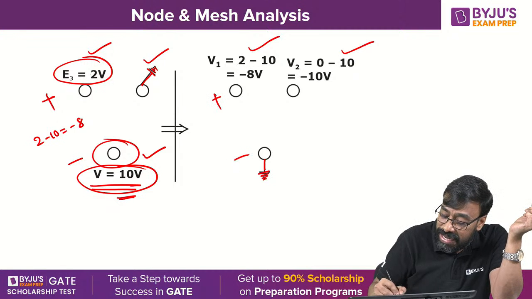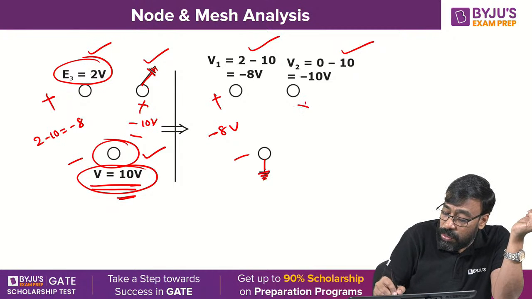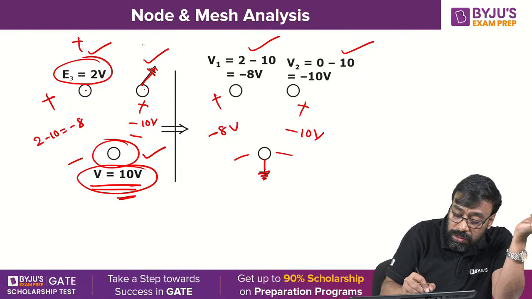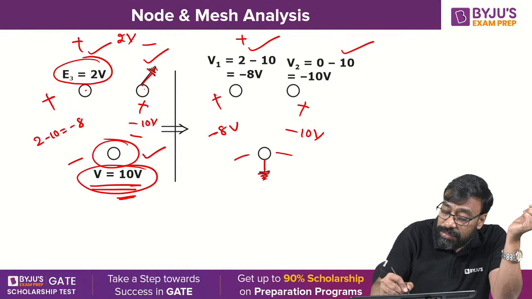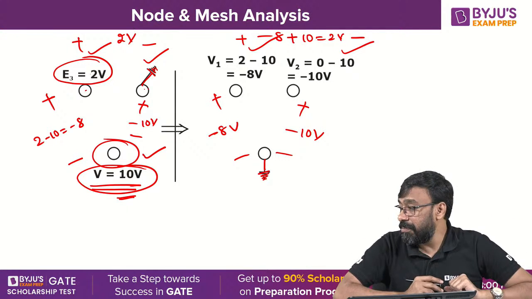So you got here the potential difference: minus 8 minus 0, minus 8. 0 minus 10, minus 10. Minus 10 minus 0, minus 10. 2 minus 0, 2 volts. You understand, okay? Minus 8 minus of minus 10, plus 10, this is also 2 volts. That's it. Branch voltage remains the same.